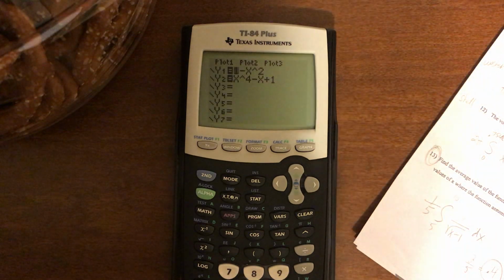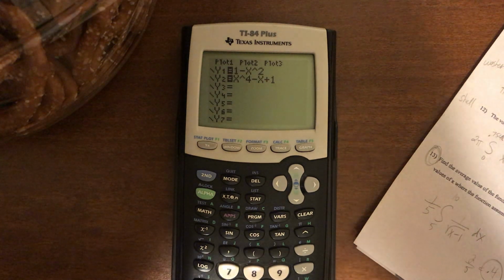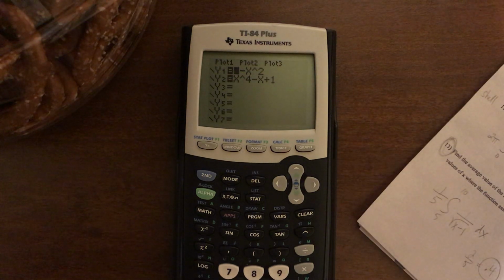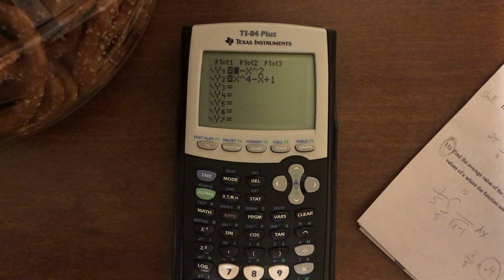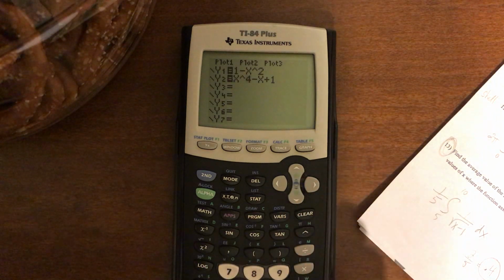All right, Maddie, let's try this with the calculator. These are the calculator questions, number 9, 10, 11, and 12. It uses the same two functions, 1 minus x squared and x to the 6th minus x plus 1. So let me fix that.